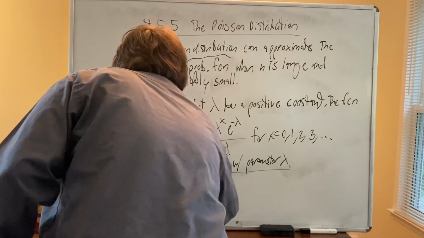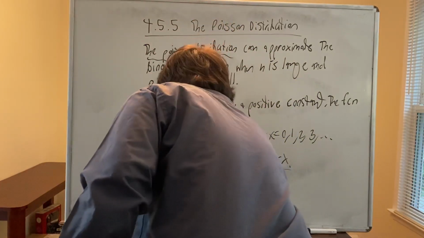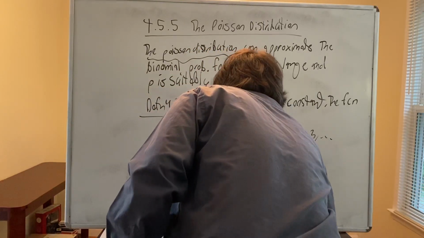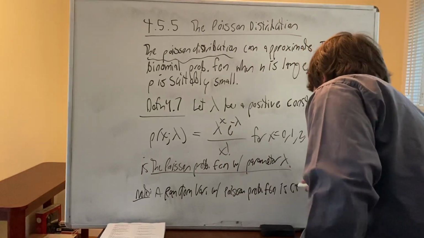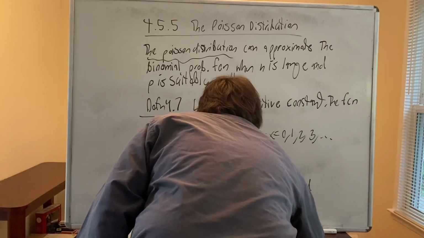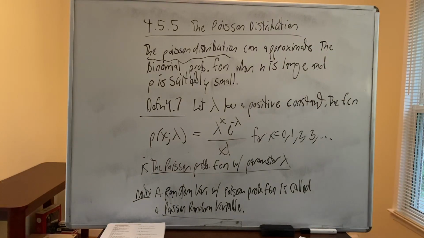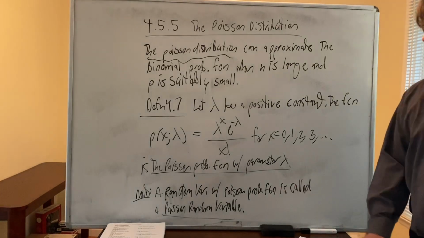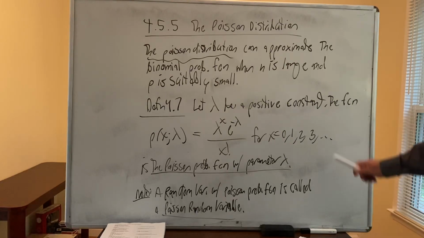Also note a random variable with a Poisson probability function is called a Poisson random variable. That's explaining what a Poisson random variable means. You start with a random variable and give it the Poisson probability function. Then a random variable with the Poisson probability function is called a Poisson random variable. If you have a random variable with that function, you can add the word Poisson in front of it, and it's now more specifically a Poisson random variable.